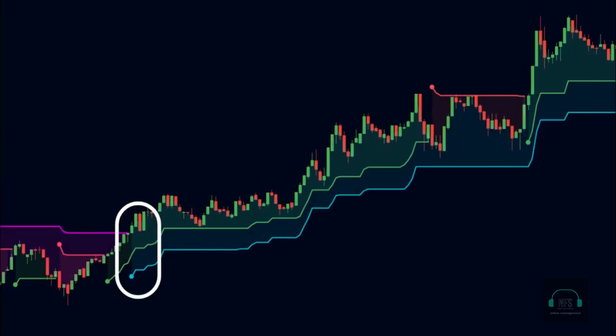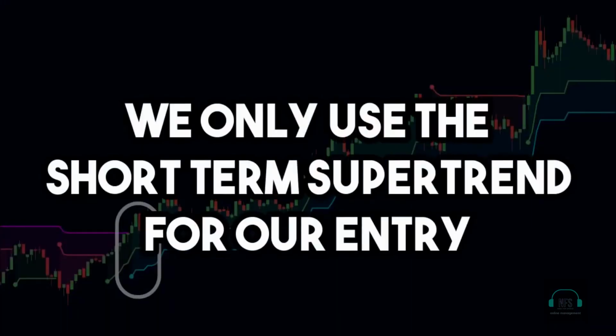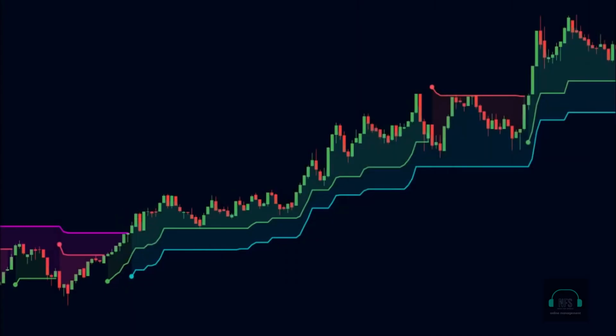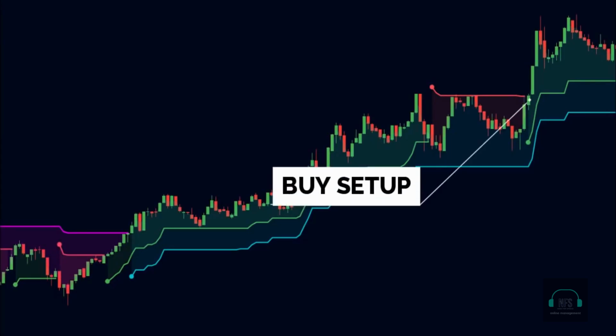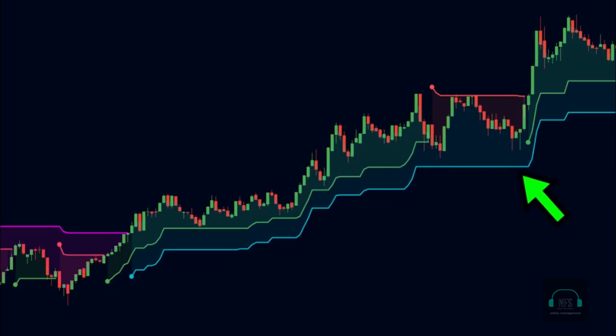The answer is no, because we only use the short-term Supertrend for our entries. We only trade when there is a change in the short-term Supertrend while the long-term Supertrend stays constant. Here is our buying setup. Here we see that the short-term Supertrend gives us a buying signal, while the long-term Supertrend has constantly stayed blue.